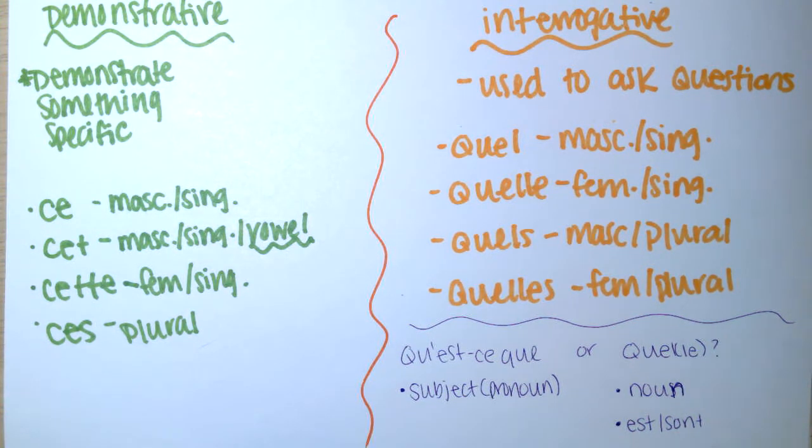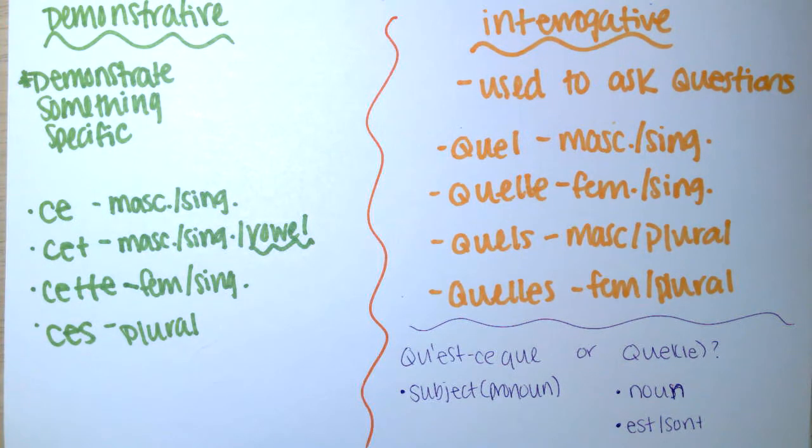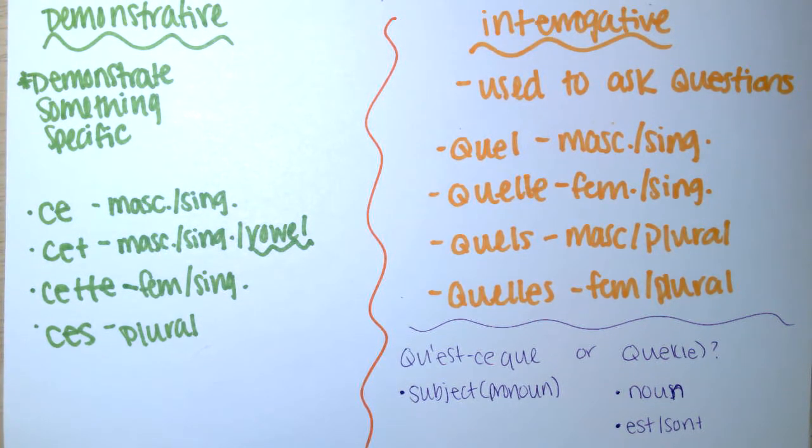So that's kind of a basic breakdown of when to use qu'est-ce que or quelle. Main points is that when you have a noun that's like a thing, an item that's following quelle, you're going to use quelle. When you see est or sont, you're going to use quelle. And when you have a subject like madame or elle, you're going to use qu'est-ce que. So hopefully demonstrative and interrogative adjectives aren't super hard, and hopefully knowing the difference between qu'est-ce que and quelle helps you out as well. But that's it, a super short video for today.